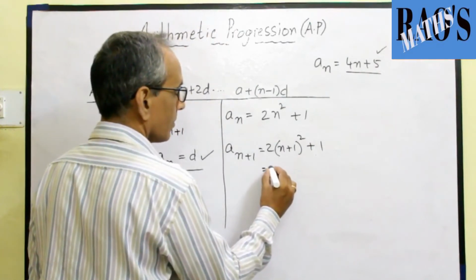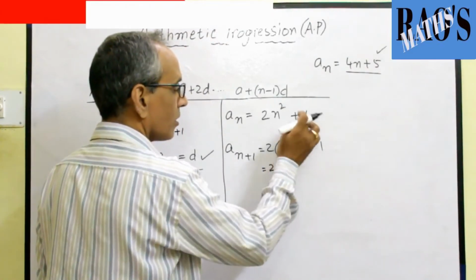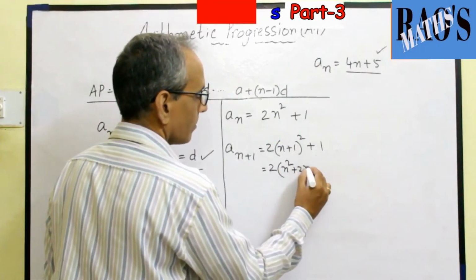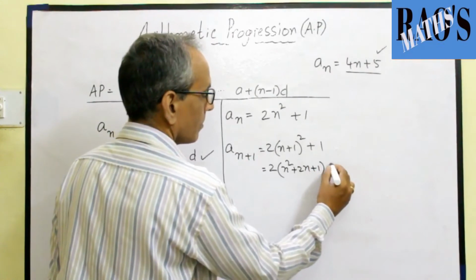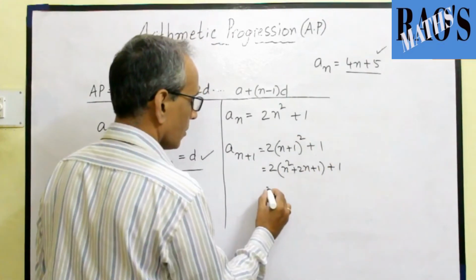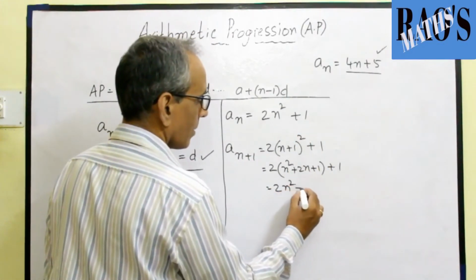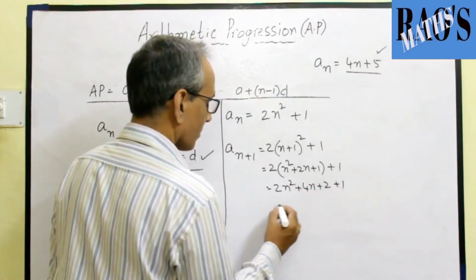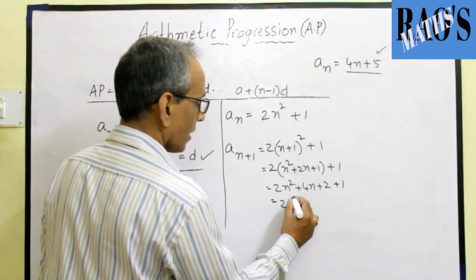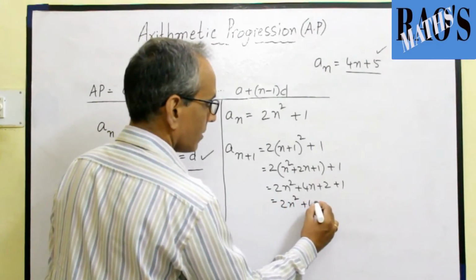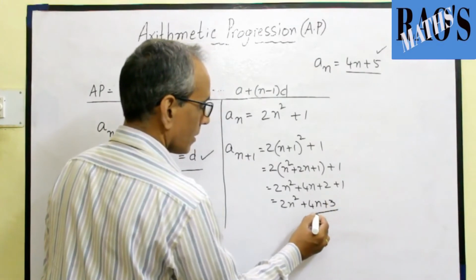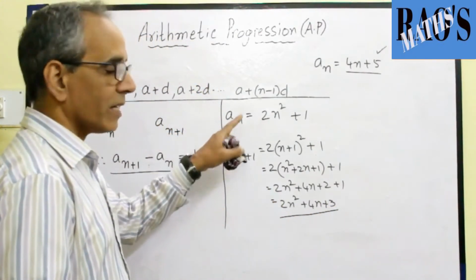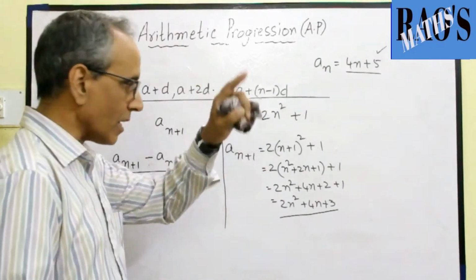This is (a plus b) whole square, which I get n square plus 2n plus 1, and then plus 1. So 2n square plus 4n plus 2 plus 1. So 2n square plus 4n plus 3. This is the (n+1)th term. Let me subtract these two. If I get any constant, I say this is in AP, or else not.